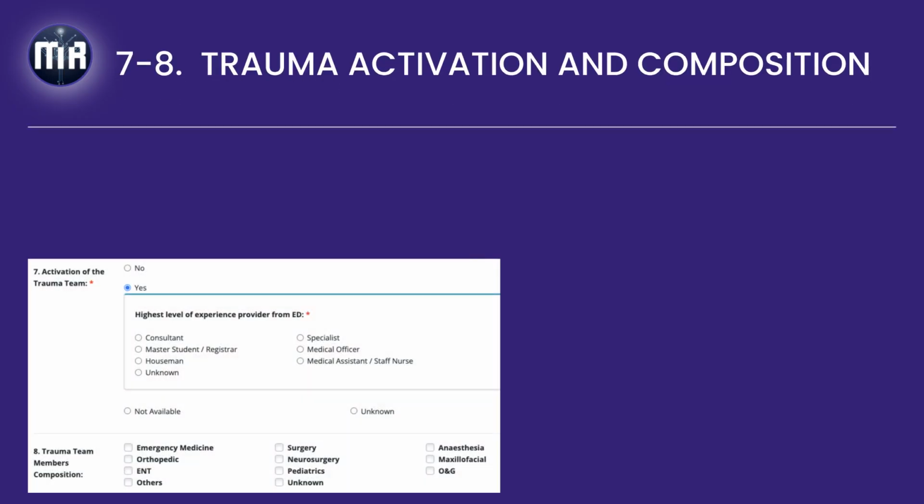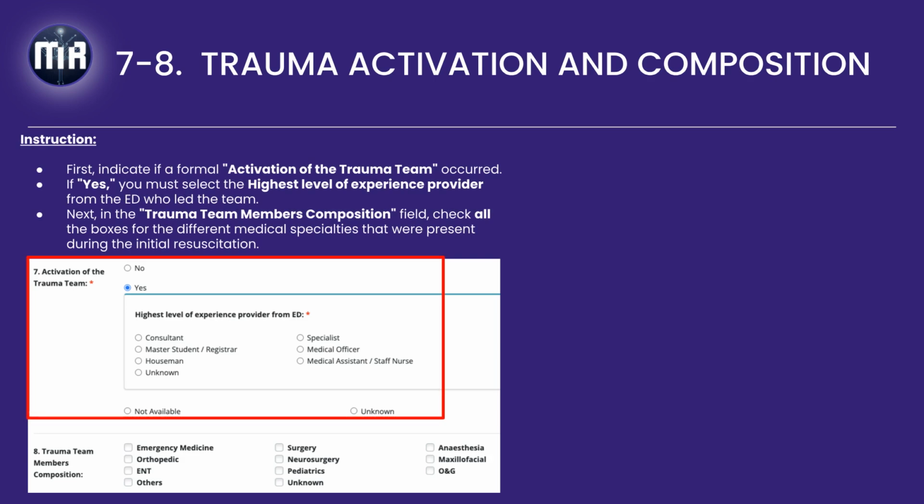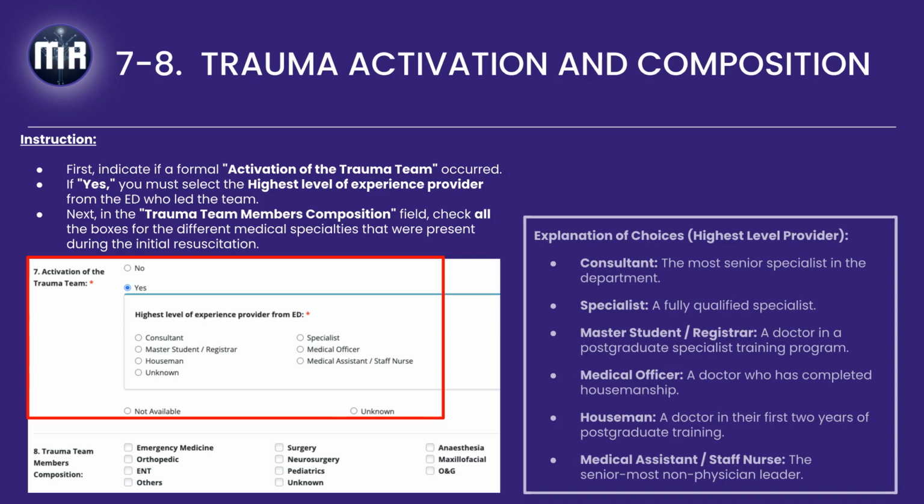We will now discuss two fields that are intrinsically linked and provide a clear picture of our hospital's organized response to a major trauma, Fields 7 and 8, which cover trauma activation and composition. First, for field number 7, activation of the trauma team, your instruction is to indicate if a formal activation occurred. If you select yes, a new drop-down menu will appear, and you must then select the highest level of experience provider from the ED who is leading the resuscitation. The options range from consultant, our most senior specialist, down to the senior medical assistant or staff nurse.